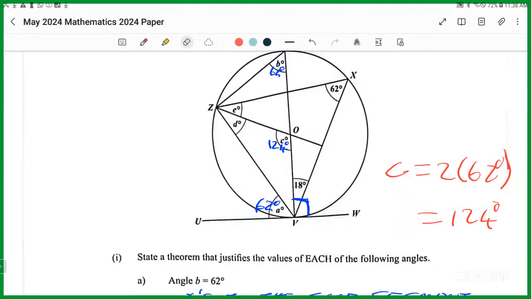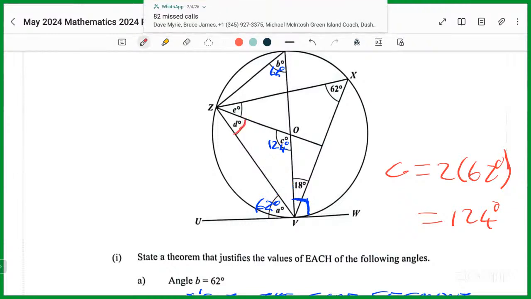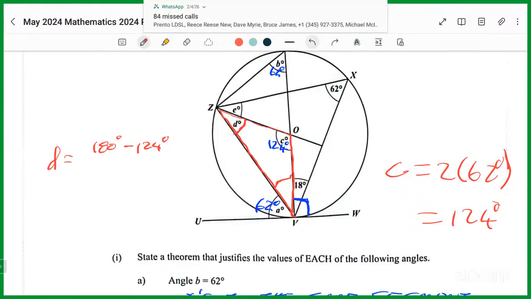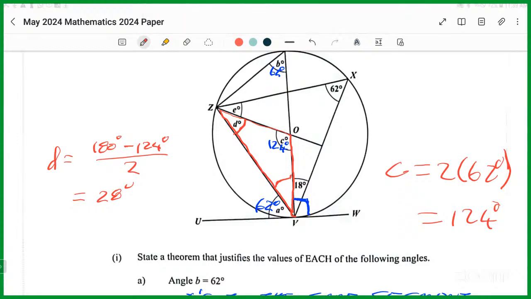The other way to do it is to say this is an isosceles triangle, and these two angles that I'm marking here in this isosceles triangle are equal. And so we could say angle D is equal to 180 degrees minus the 124 degrees at the center right here, and then we divide that by 2. I'm sure it's still going to work out to the same 28 degrees if we do it that way.